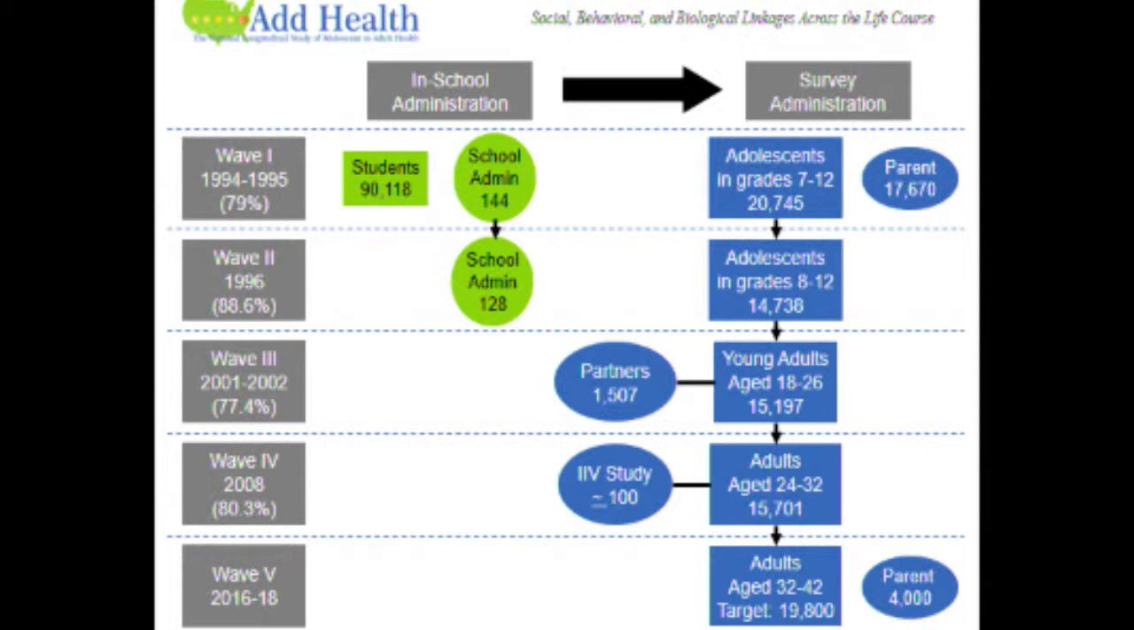Wave 4 was in 2008. They were now settling into adulthood, 24 to 32. We can find them better. They've got a credit record, 80% of them. That was great. And now we're actually in the midst of wave 5, and we always go after the original adolescents at every wave except for wave 2. So now they're moving through their 30s. And we also have a follow-up of the parents going on here.